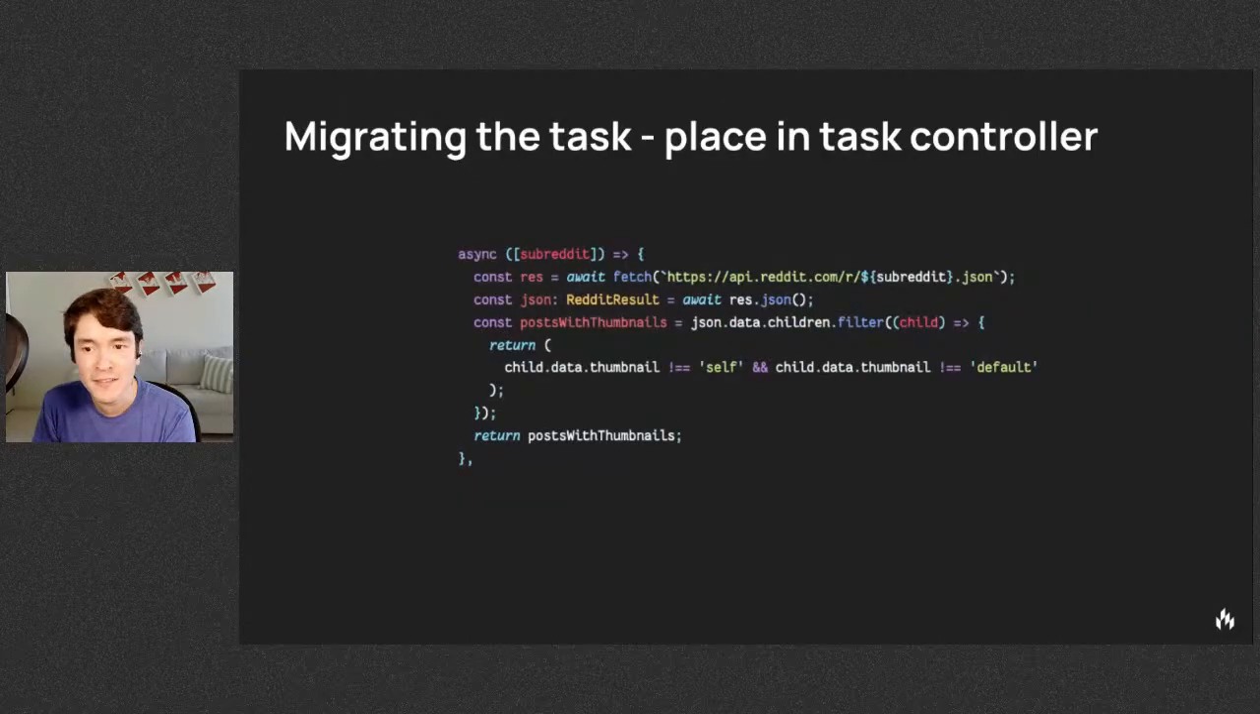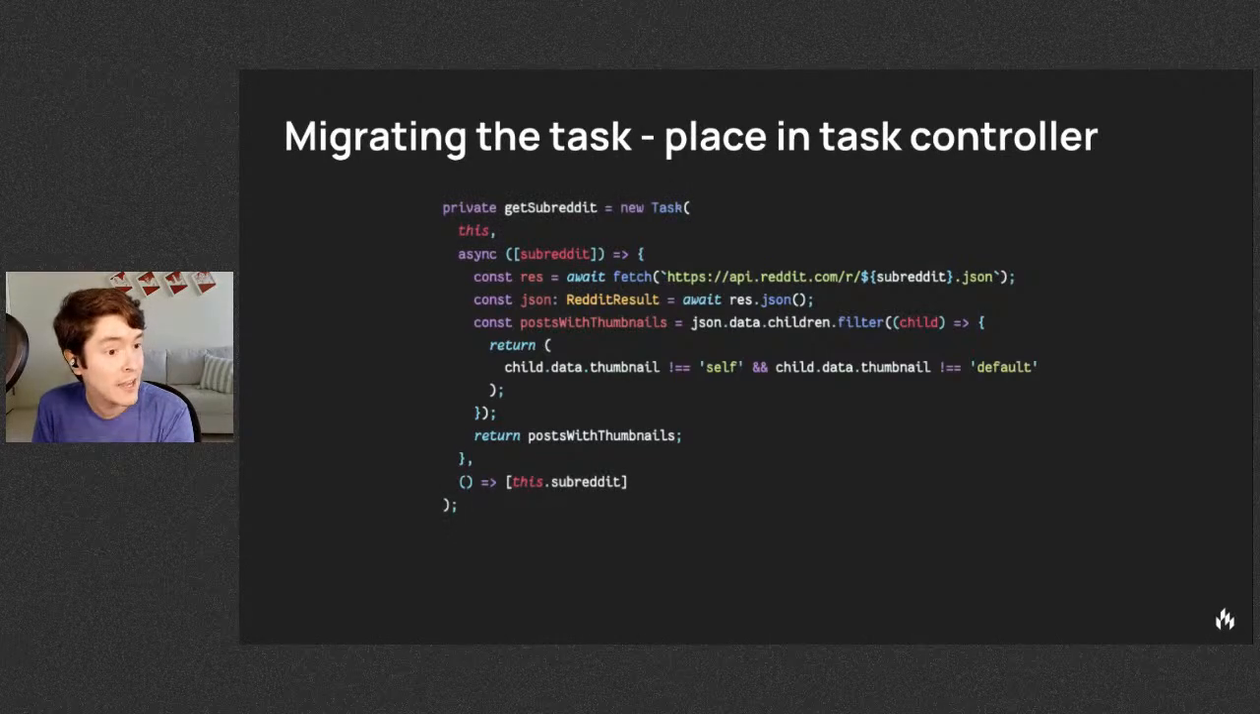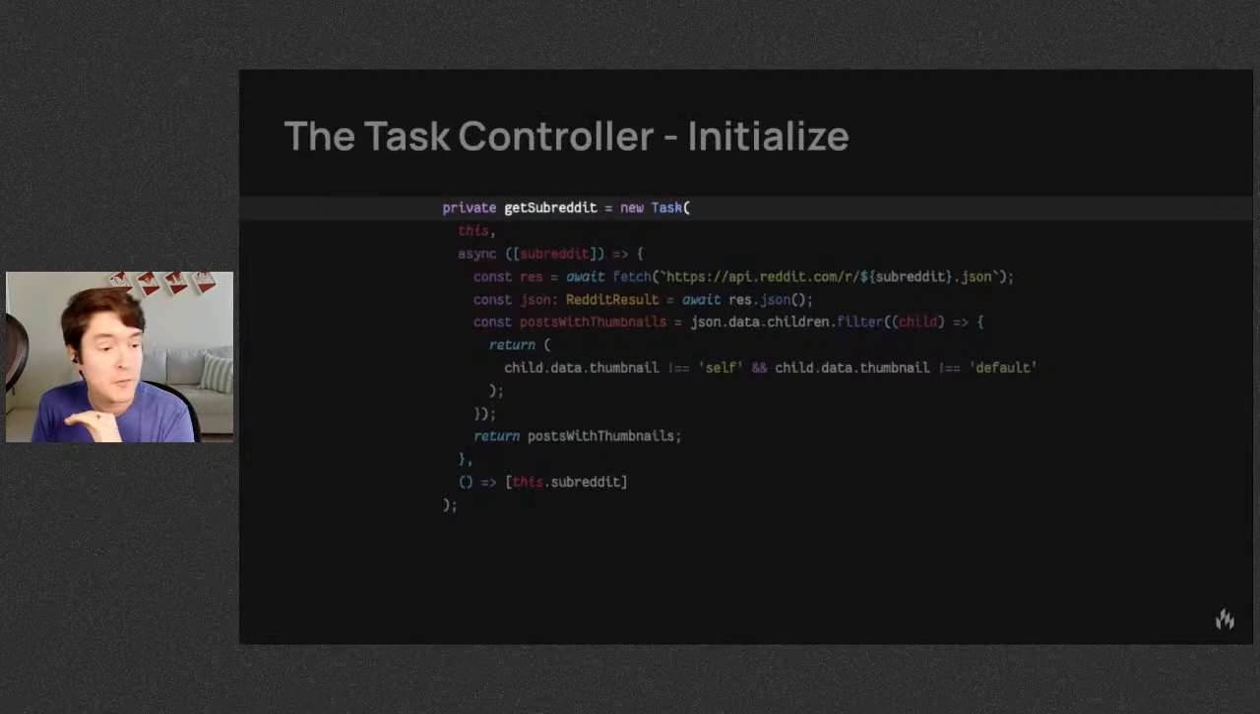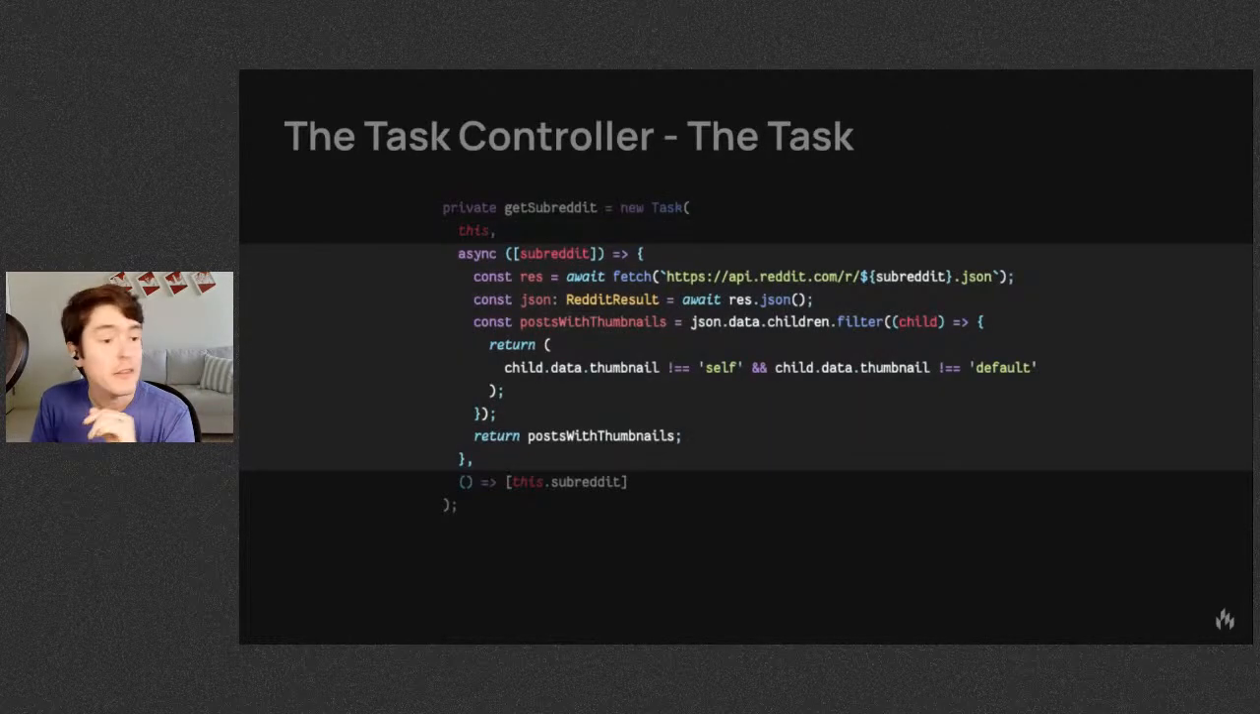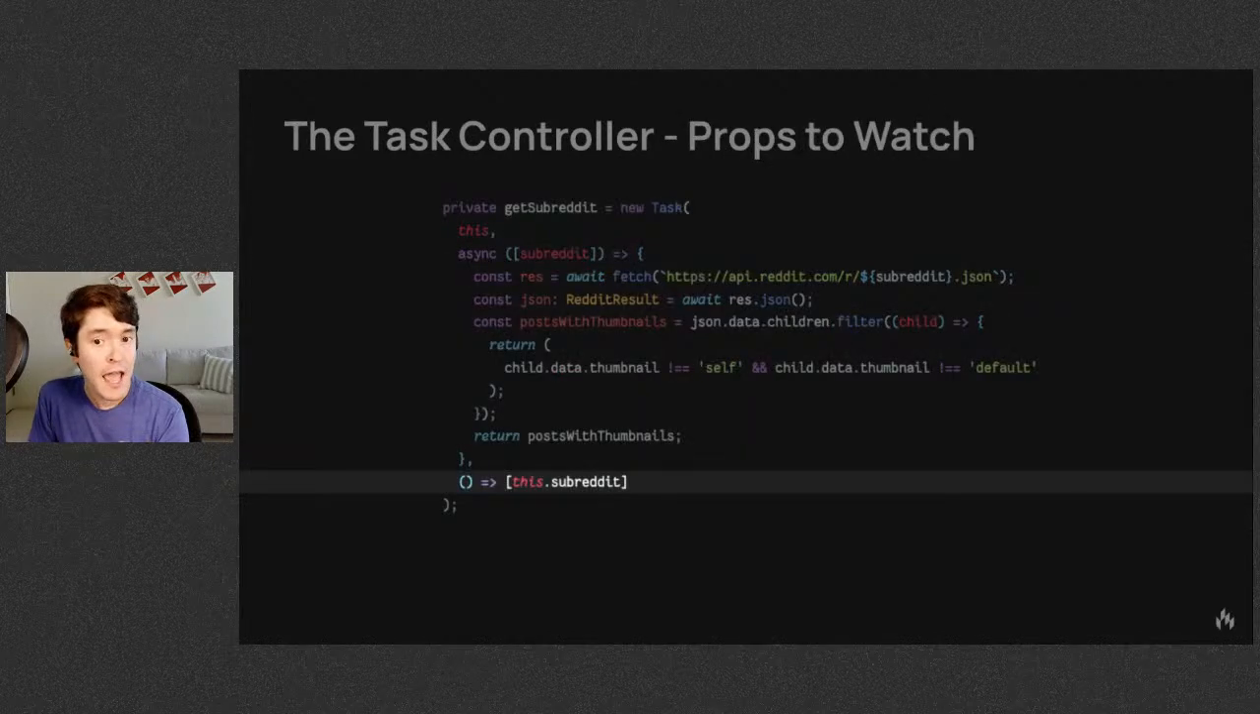Next, we place this task into the task controller. Let's walk through it. You instantiate it. It's a reactive controller, so you pass it the reactive controller host, the async task itself, and a function that returns a list of reactive properties that will trigger the task whenever any one of them changes.